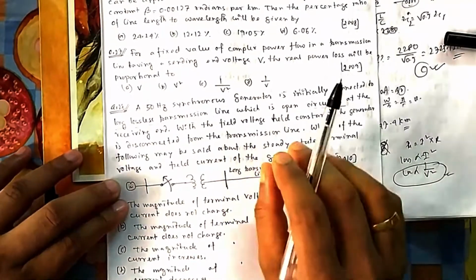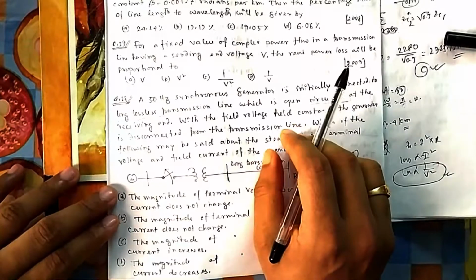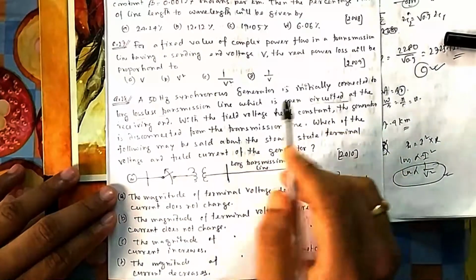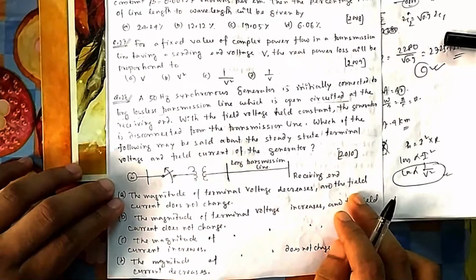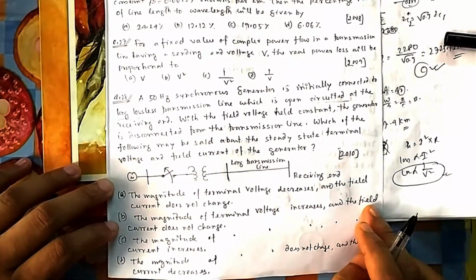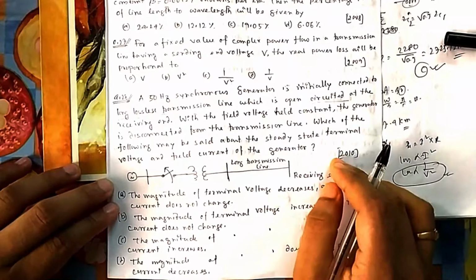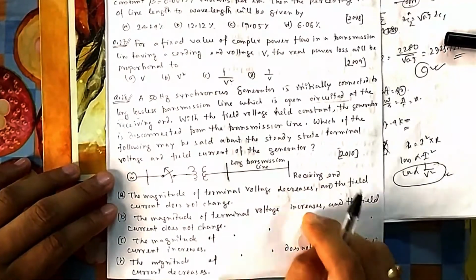If your field voltage is held constant, that is the DC voltage, then field current will always be constant because you are keeping the field voltage constant. So your field current doesn't change. That means your option A or option B.